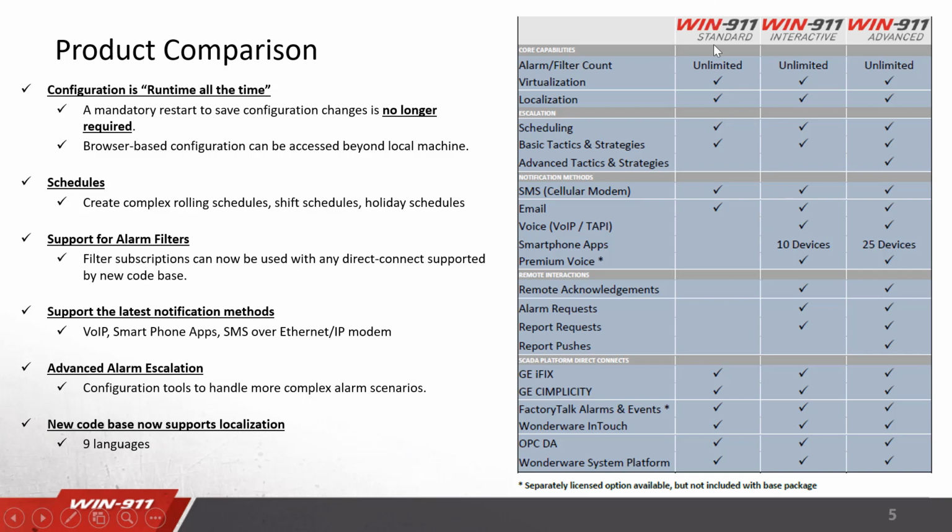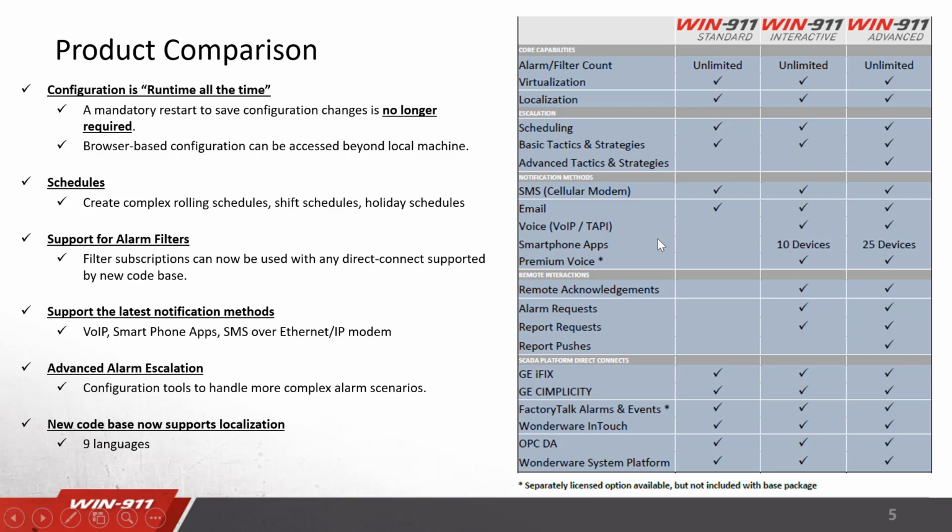So the 3 codebases, standard, interactive, and advanced, regardless of which license you use, the alarm filter count is always unlimited. And we support virtualization. Now the main difference between standard, interactive, and advanced: Standard is our base license. In standard, you have access to our SMS and our email notifier for one way only. This means that you can receive your alarms, but you cannot remotely acknowledge. If you would like to remotely acknowledge, then you would be interested in at least the interactive license.